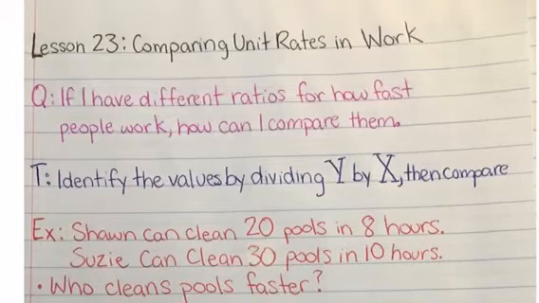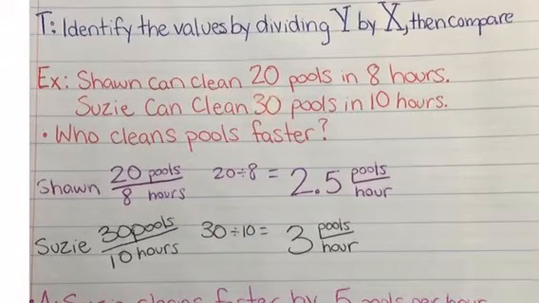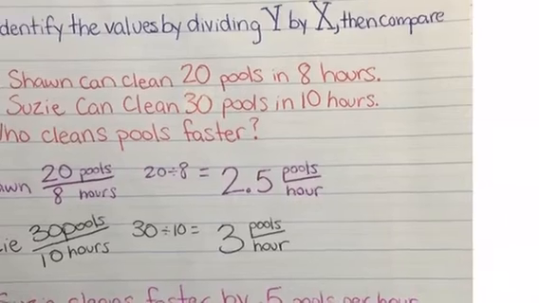So in order to figure out how to compare the ratios of how fast people work, we need to do this task. Identify the values by dividing y by x and then compare. This is the exact same thing we have been looking at for the last few lessons. We have to find the value and then compare. So the example we're going to be looking at, Sean can clean 20 pools in 8 hours. Susie can clean 30 pools in 10 hours. Who cleans pools faster? Now, nothing about this lesson is new. Just all of these problems are going to be talking about how fast somebody works.